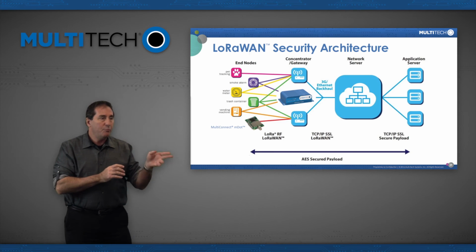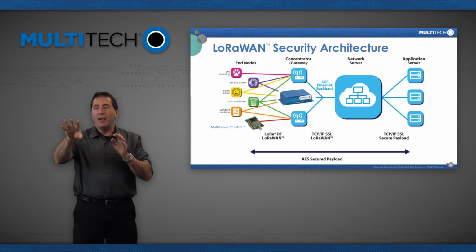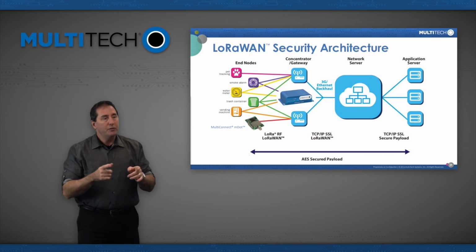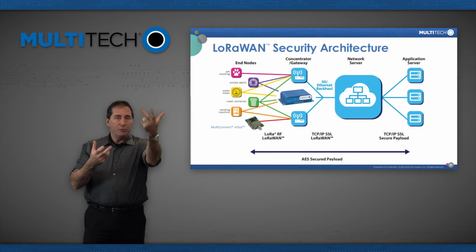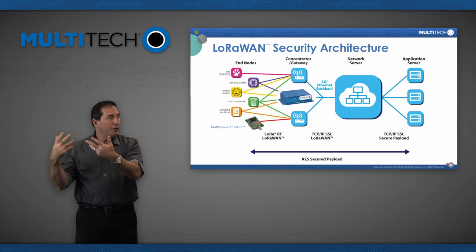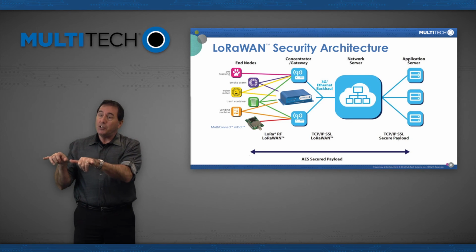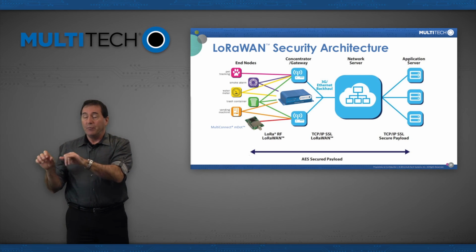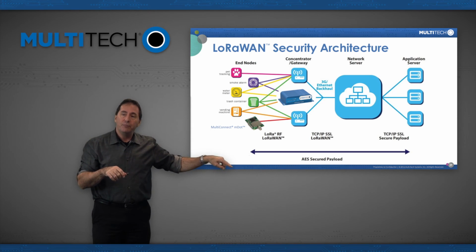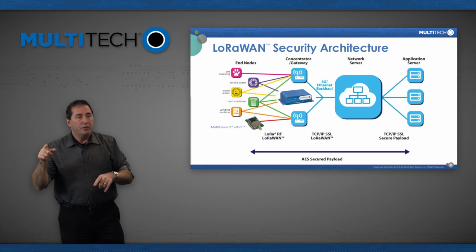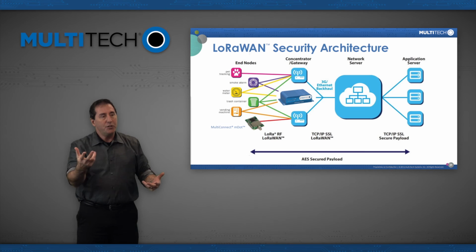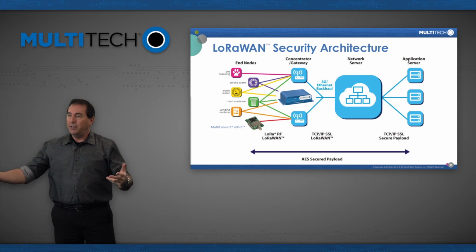What happens is when an endpoint goes to join, it says, hey, here's my ID, and here's a random value. And the join server takes that ID, knows what the root keys are, uses the random value, and generates, using an algorithm, some session keys, an application session key and a network session key. And the endpoint does the same thing simultaneously inside. And then the join server shares the network session key with the network server, and it shares the application session key with the application server, and then bows out.